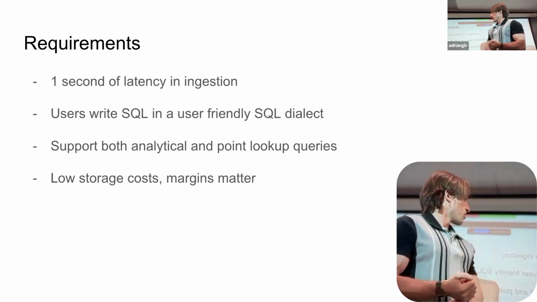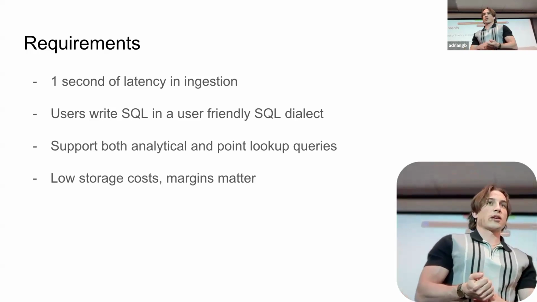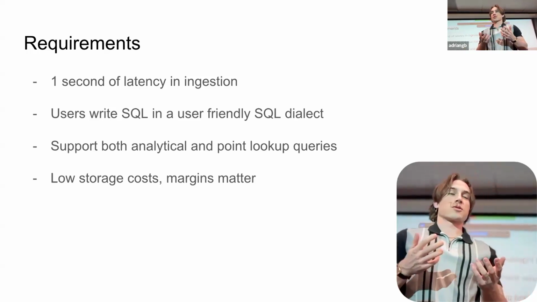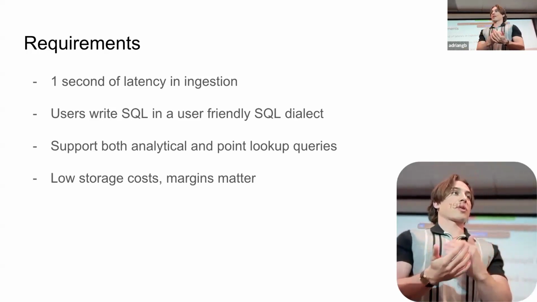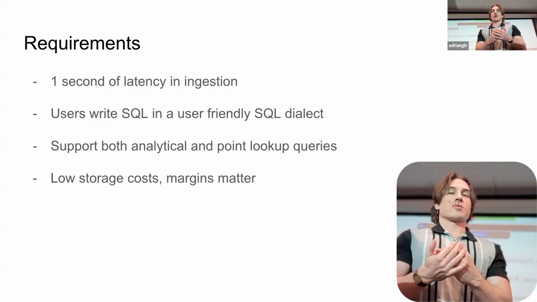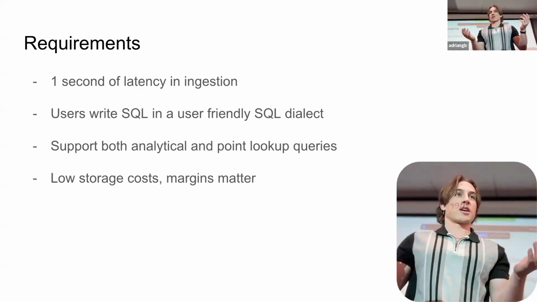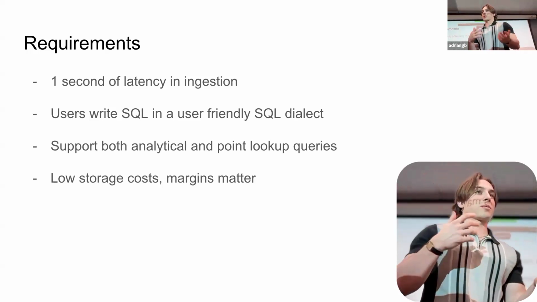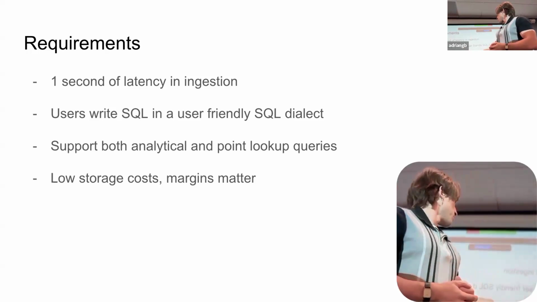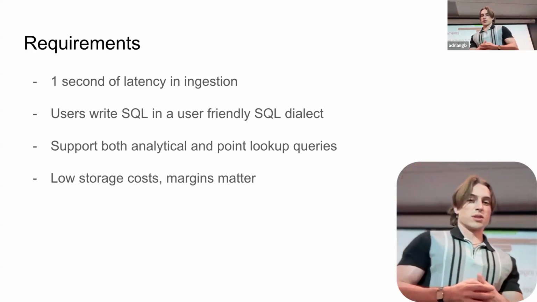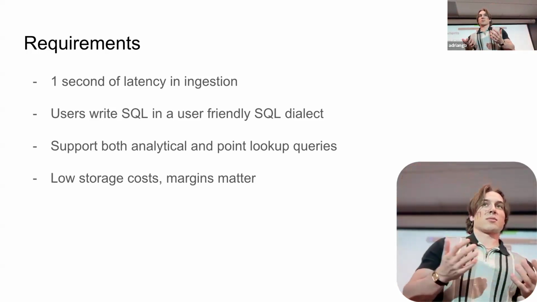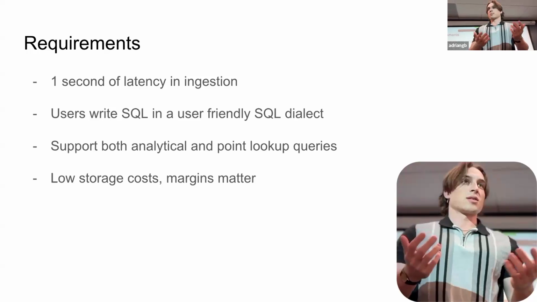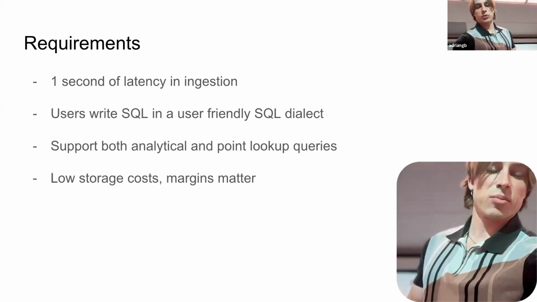We wanted to support both analytical and transactional type workloads. So there's things where my app is crashing right now. Where is the error coming from? As well as how many users have signed up each day over the last month, or what endpoints are being hit the most? What is my latency on each endpoint? That sort of stuff. And obviously we need low storage costs and just low operating costs, because it's a business where margins are relatively important.